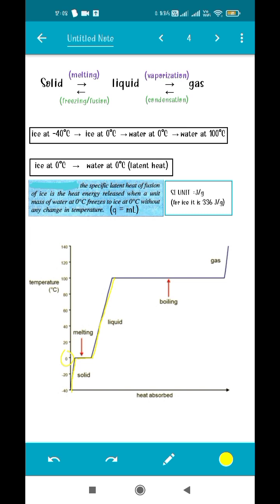But the water at 100 degrees Celsius will first convert to steam at 100 degrees Celsius. Again, the graph has a straight line. 100 degrees Celsius is maintained again, and then when it is further heated, the 100 degrees Celsius steam will get converted into steam higher in temperature. This is the heating curve of water. It is a very step-by-step procedure.